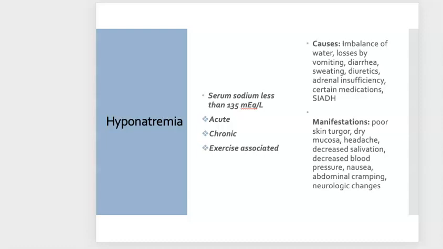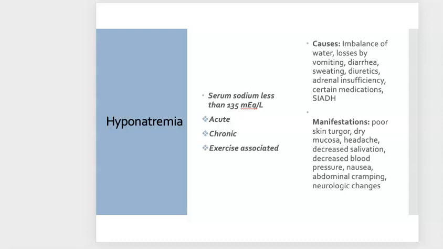or medications. Things we might see on a hyponatremic patient: poor skin turgor, dry mucous membranes, headache, decreased salivation, hypotension, nausea, abdominal cramping, and neurological changes. An example of an acute hyponatremia would be possibly a patient fluid overloaded due to a surgical case.